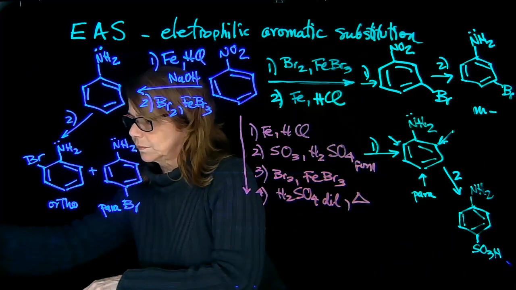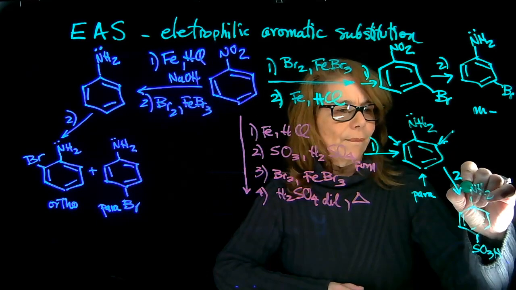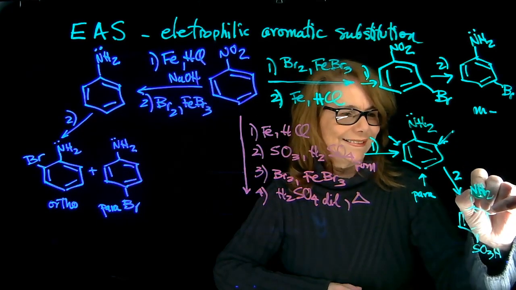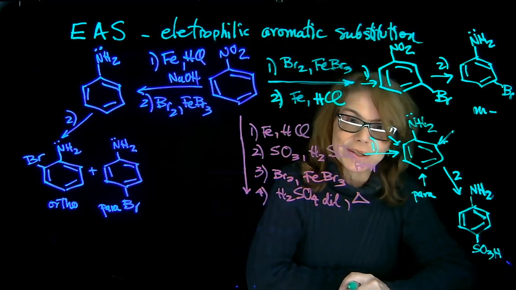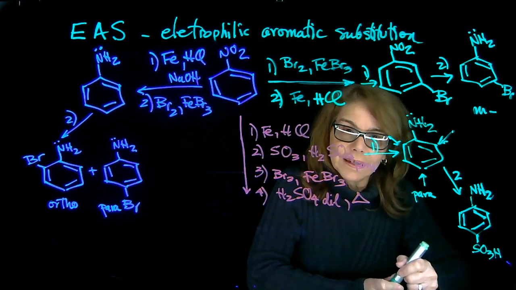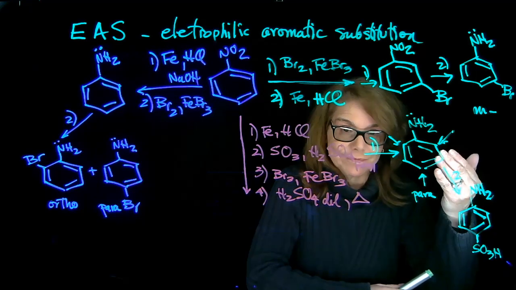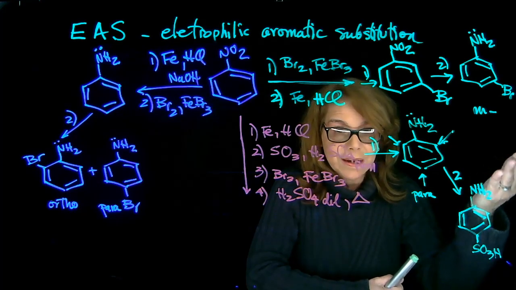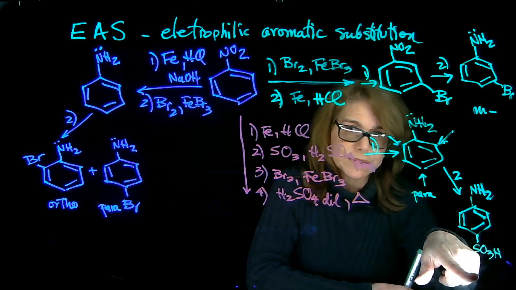What we're doing here is actually protecting the para position. Remember that in synthesis, installing a sulfonic group is very useful because we can install it, do some other chemistry steps, and then we can remove it. This is what we're doing here. Now we're protecting the para position.